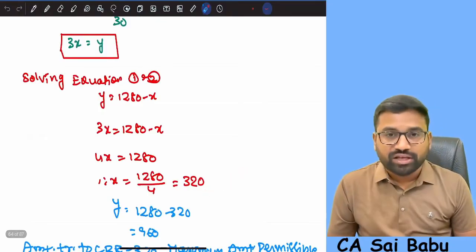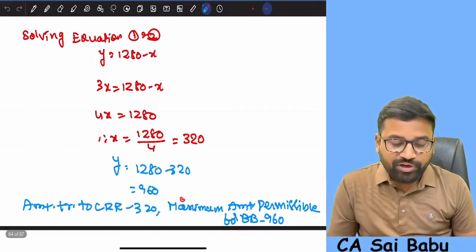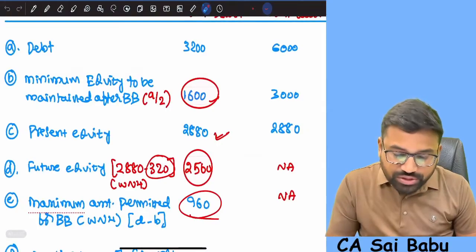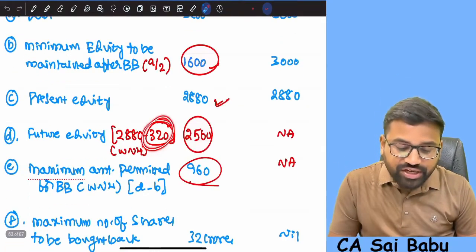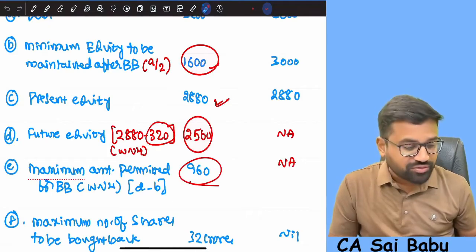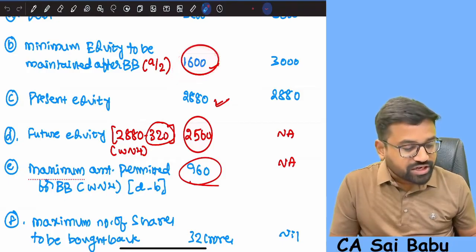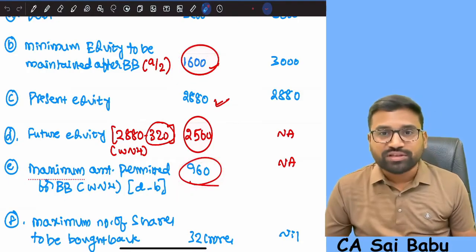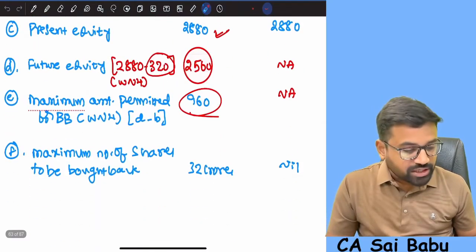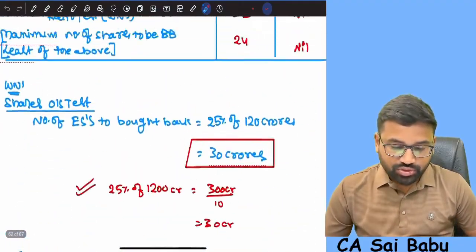So X is 320. That is the amount to be transferred to CRR is 320. Y, the maximum amount permitted for buyback, is 960. See this: from this 2880, I need to transfer 320 to CRR. Therefore, the amount available in the equity is 2560. This is future equity, but equity to be maintained is 1600. Therefore, 960 reduction is possible in the equity under debt equity ratio test. So 960 divided by 30, so 32 crore shares I can buy back.